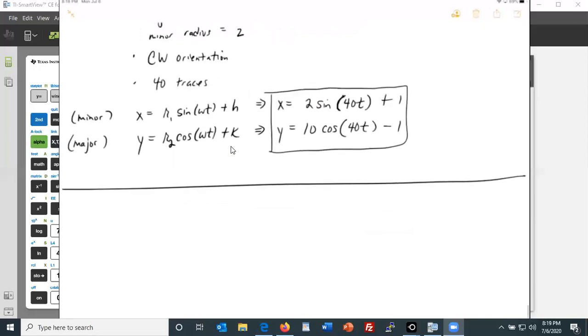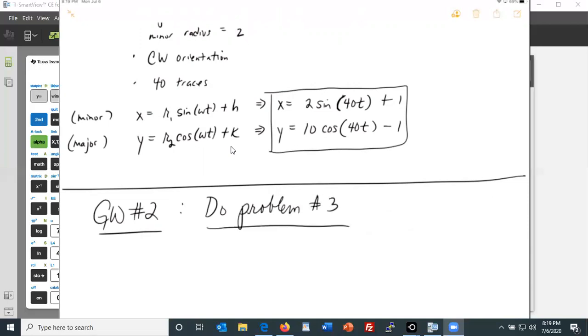Okay, so now time for a little group work. Group work number 2. And a little stretch break. You're going to do problem number 3 on the lab. There's A, B, C, D, and E. Okay? Let me just explain one thing about these.